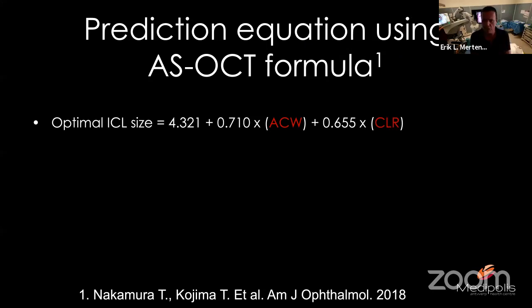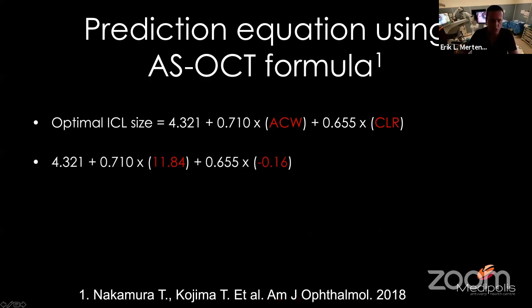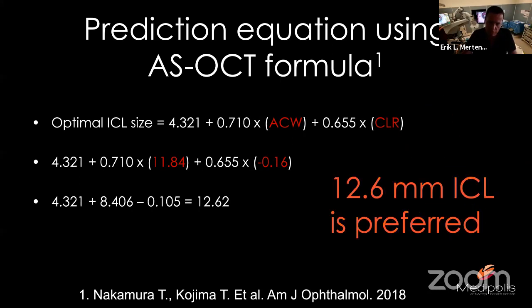Up till now, this is the formula we're using. It's the formula published by Nakamura in the American Journal of Ophthalmology in 2018. And this is the formula. I will not dictate it because it's in front of you. And when we put in the numbers, 11.84 and minus 0.16, and we calculate it, we get a final number of 12.62. So in this case, I implanted a 12.6 millimeter ICL diameter. Currently, we're working on optimizing this formula for the MS39, because this formula was not calculated for this anterior segment OCT, but we hope to come soon with a new formula specifically dedicated to the MS39. So this is what we implanted.